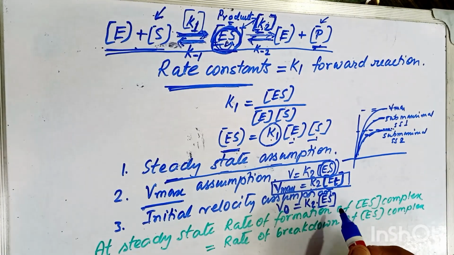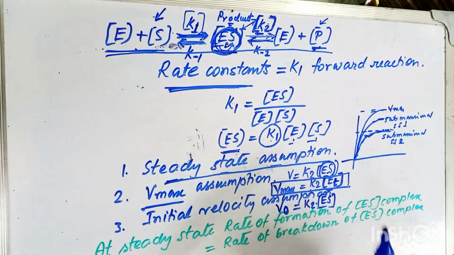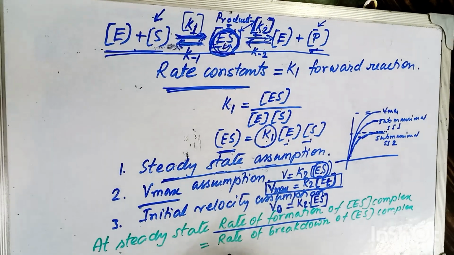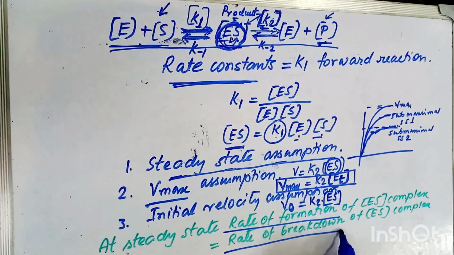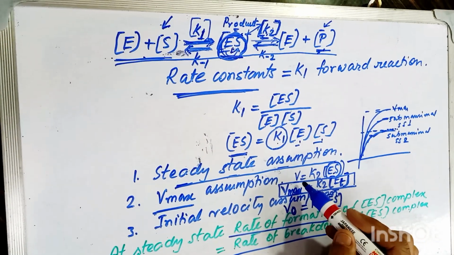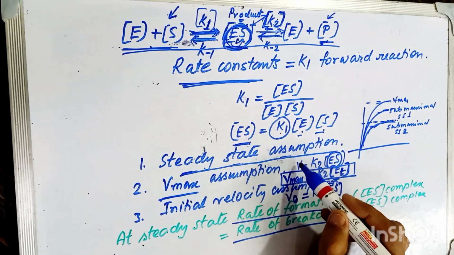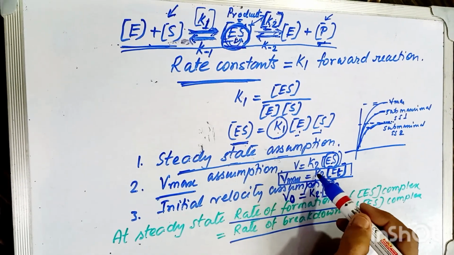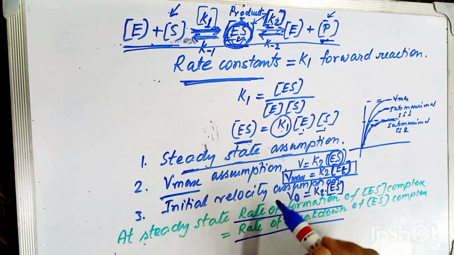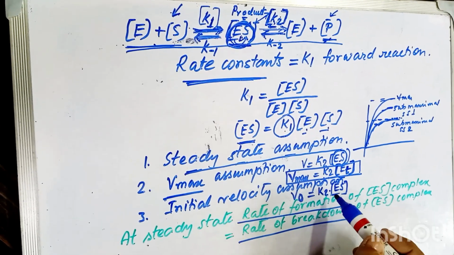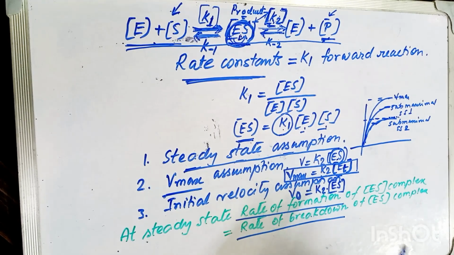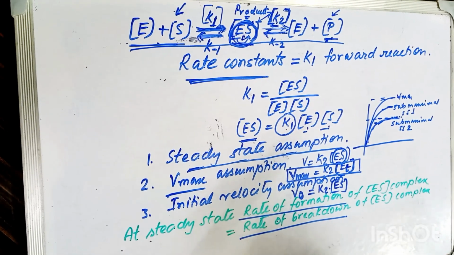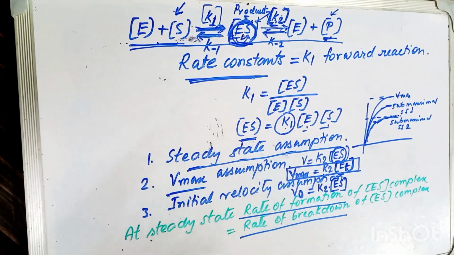So these are the three assumptions. The steady state assumption tells us that at steady state, the rate of formation of ES complex is equal to the rate of breakdown of ES complex. The Vmax assumption is that Vmax is equal to K2 into ET, and the initial velocity assumption is that V0 is equal to K2 into ES. With these three assumptions in mind, I will go into the derivation of the Michaelis Menten equation.